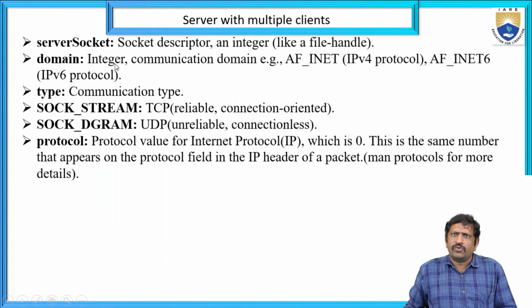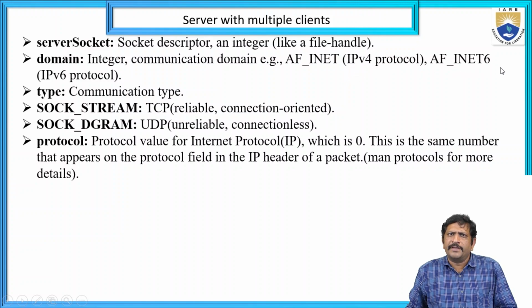What is a server socket? The server socket is a socket descriptor, an integer, like a file handle. And the domain is one of the arguments of socket: an integer communication domain. For example, AF_INET, the address family INET, that is IPv4, the protocol we can use.